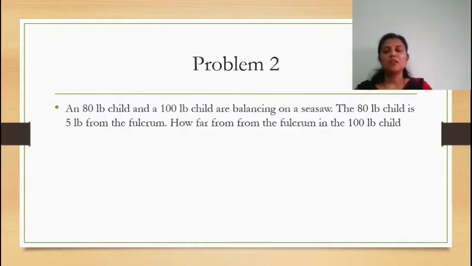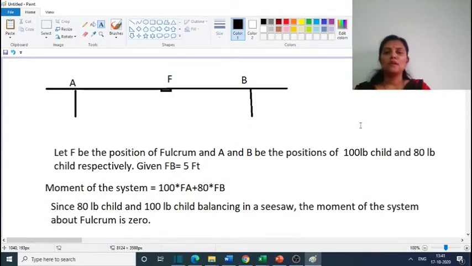Second problem: an 80 lb child and a 100 lb child are balancing on a seesaw. The 80 lb child is 5 feet from the fulcrum. How far from the fulcrum is the 100 lb child? For this problem, we can draw a figure first. This is the symbolic figure, A and B, two children, and F is the fulcrum. So they are on the seesaw. Let F be the position of the fulcrum and A and B be the positions of the 100 lb and 80 lb child respectively, given that the distance from the fulcrum to child B is 5 feet. So FB is equal to 5 feet.